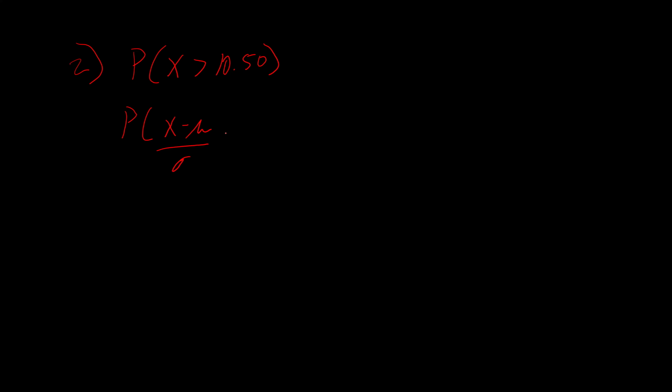For the second problem, it was, what's the probability that they spend more than 1050? Because it's greater than, eventually you're going to have to use the complement rule. So we still have to standardize, same steps. So x minus mu over the standard deviation is greater than 1050. And we subtract this by 10 divided by 3.69. These are the values we calculated earlier.